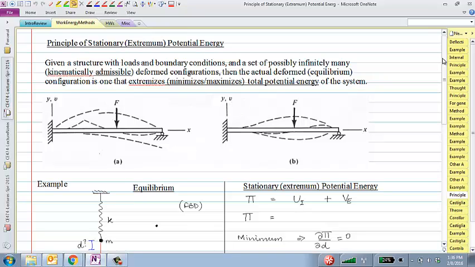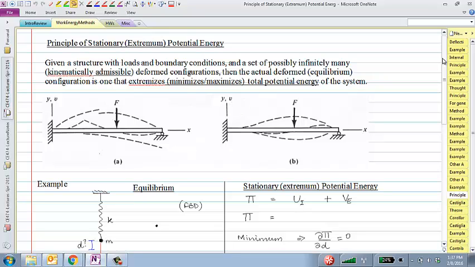We are saying that the external work done is equal to the internal energy stored, and therefore we can find some unknown displacements. But now we are going to do something slightly different. We are going to say that in order for a structure to be in equilibrium, it must try to minimize its energy. And I'll make more precise statements in a little bit.